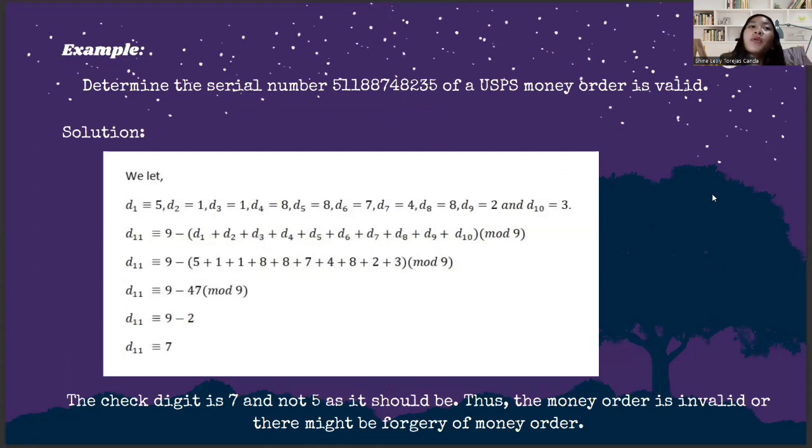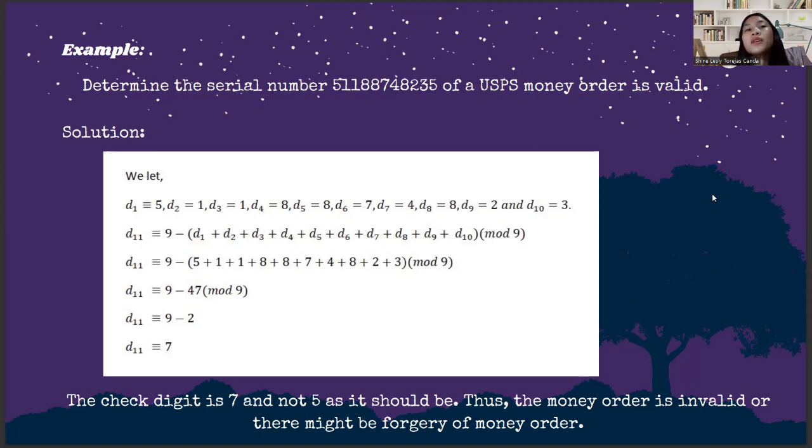So, example 1, determine if the serial number of the USPS money order is valid. So we will use the formula of USPS and we will substitute the given digits in the formula. So d sub 11 is congruent to 9 minus d sub 1 plus d sub 2 until d sub 10, modulo 9.